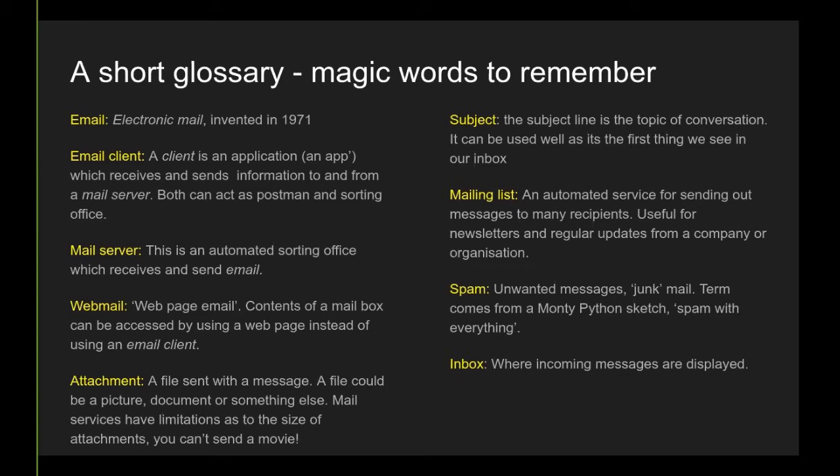But a lot of community centres, a lot of organisations like to keep in touch with you and send these occasional messages out. And then we have spam, which is the other side of this. You may be on a mailing list you're not really sure about. Basically, spam comes from a Monty Python sketch. It's spam with everything, and it's just junk mail. And then you have an inbox. That's where your messages are displayed in a list. That tends to be what goes on. Okay, I'm going to move on.